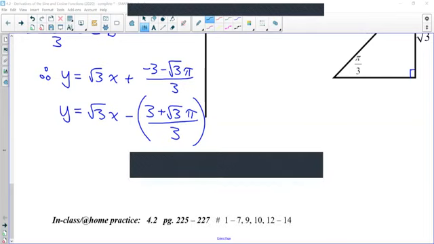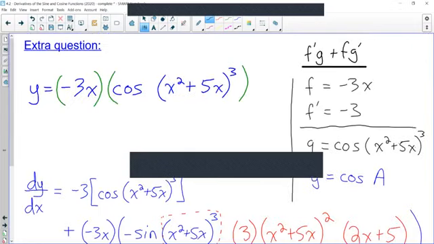So this is 4.2. Hey, please take these practice questions with a grain of salt. Don't expect that you need to get them all done. Do whatever you can. Make sure you read through the examples in the textbook as well. They will be helpful.